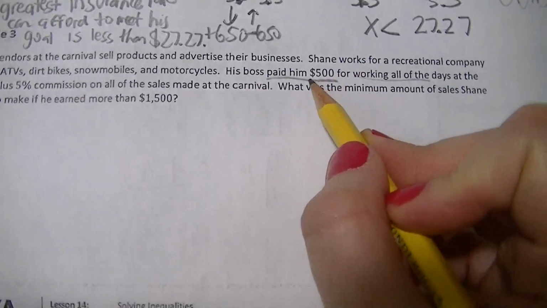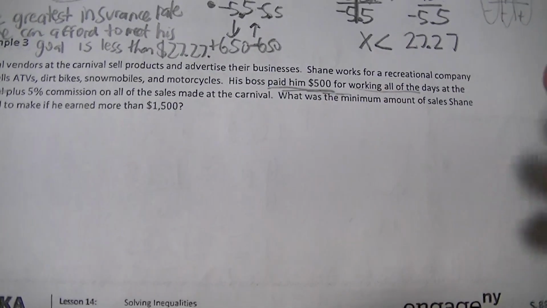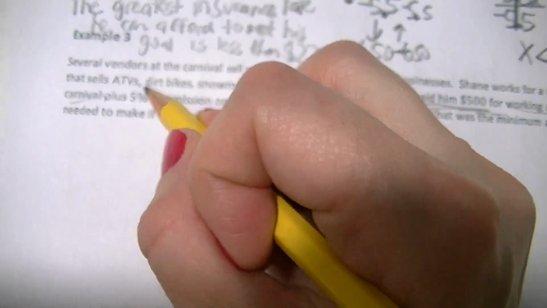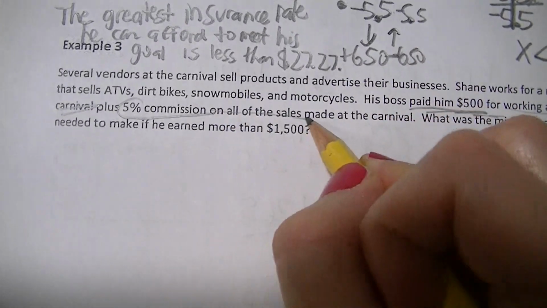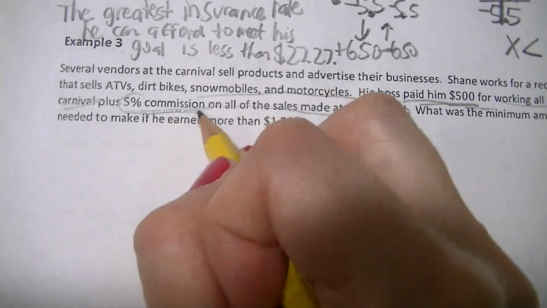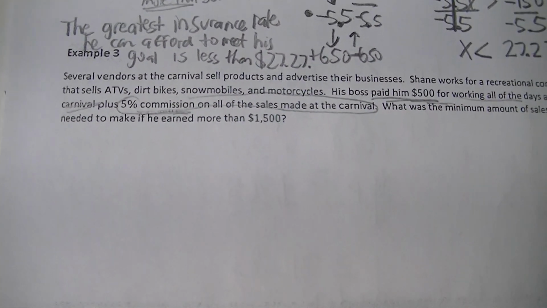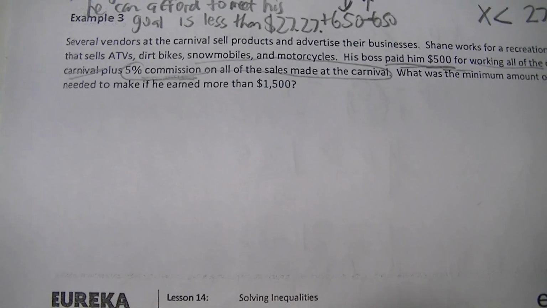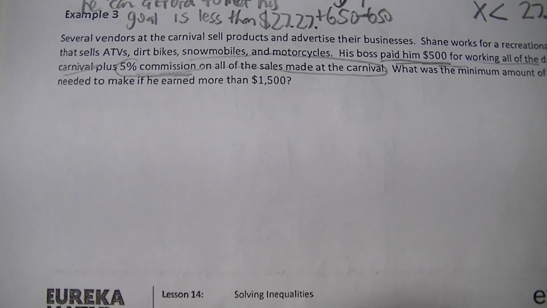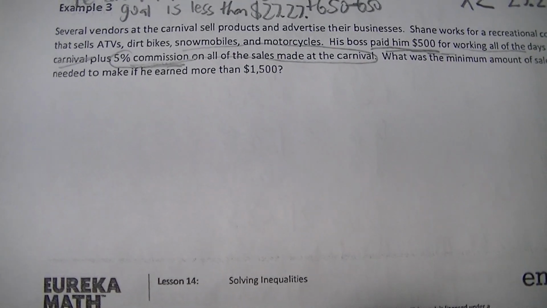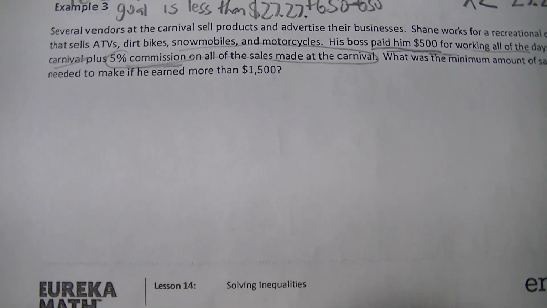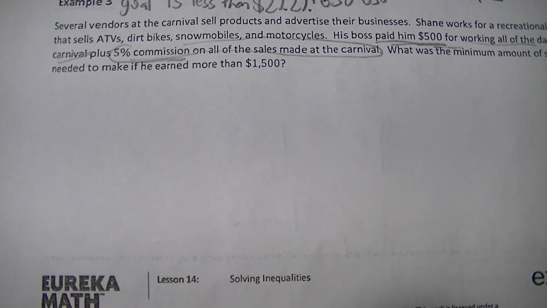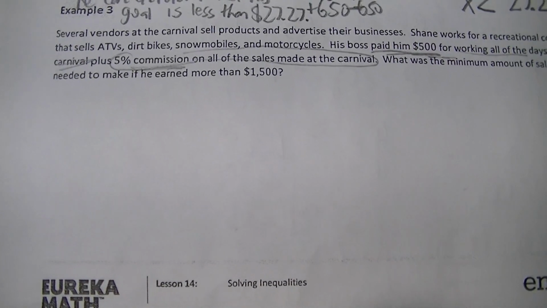All right, so just for going to the carnival, he gets $500 for the entire time he's there, plus 5% commission on all the sales made at the carnival. The word commission means that when someone sells you something, if they get paid commission, they get a portion of the amount you paid for the product. If you've ever been to the mall, some of the stores there have workers who work on commission, or they get commission on everything they sell.